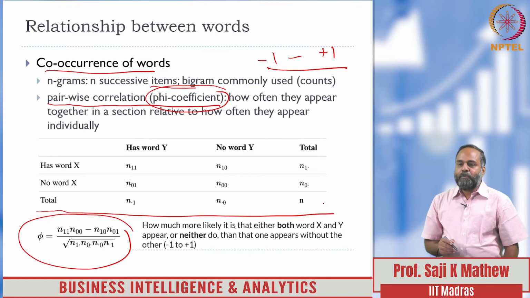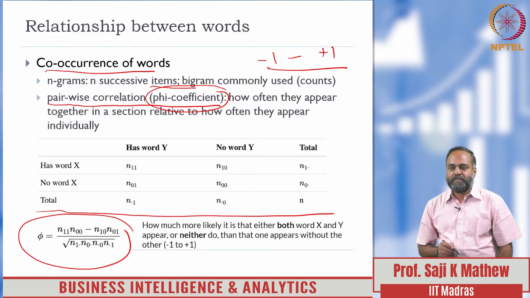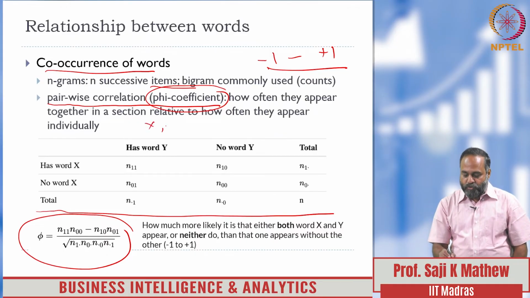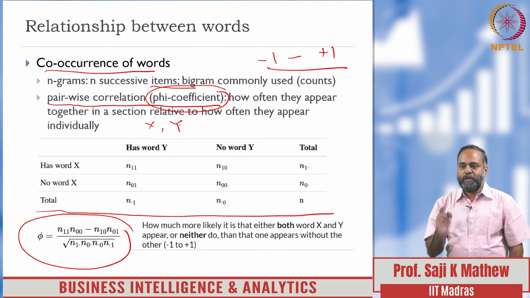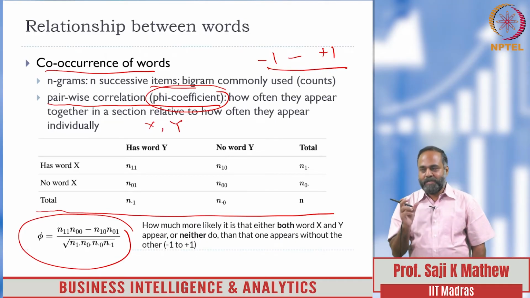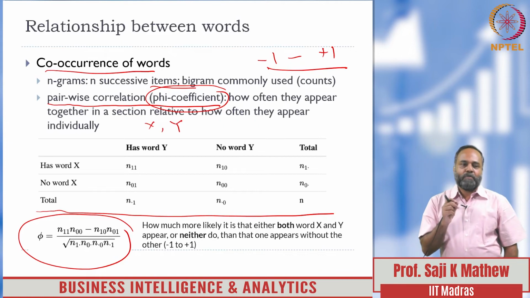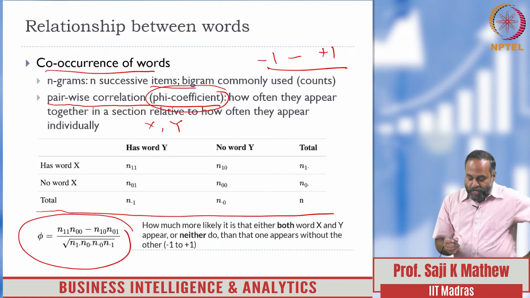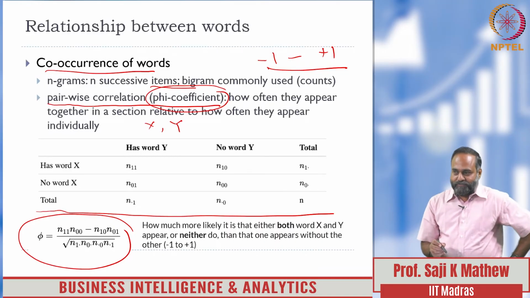Suppose there are two words x and y. This could be project and management. Project and management can occur together in sequence, and they can occur separately also. So, what are these counts?